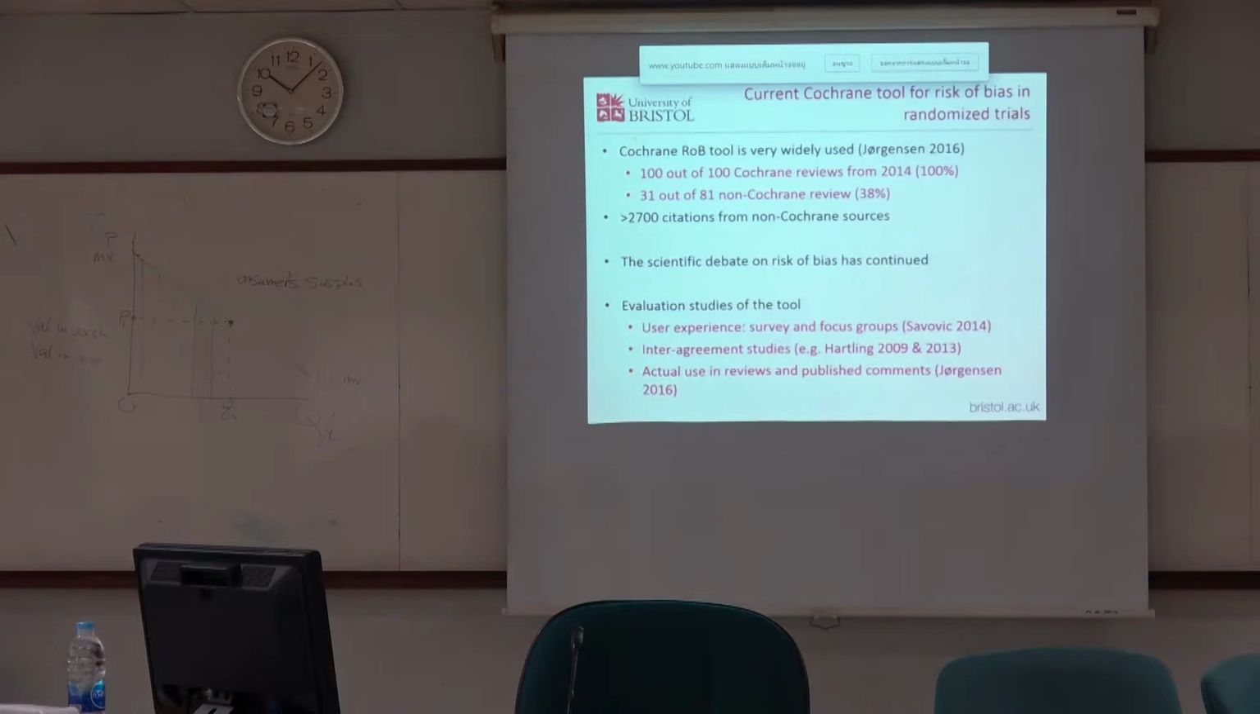And in that same paper by Lars Jorgensen and colleagues, they actually looked at the actual use of the Cochrane tool in published reviews. That is, how often studies are rated at low or high risk of bias, and what sort of new domains are being added to the tool, or which ones are being taken out of the tool in actual practice.